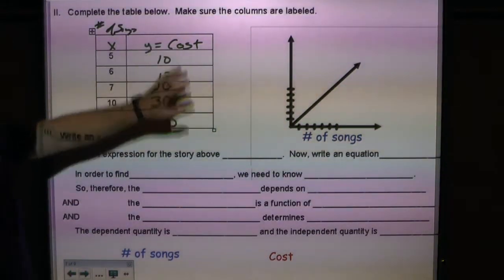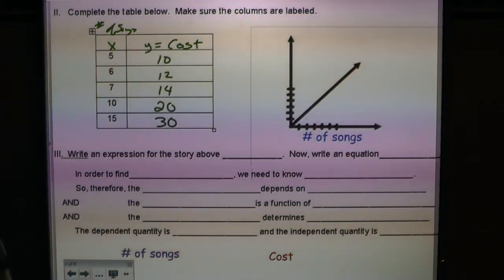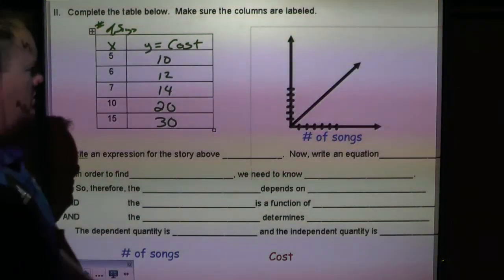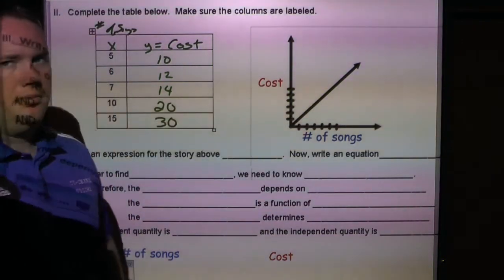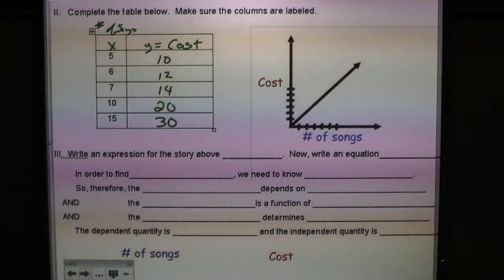Your y coordinate, your dependent variable, is the cost. So the cost, the dependent variable, will always be your y-axis, your vertical axis. That's very important to remember. You're going to see a lot of questions on that. The independent is your x-axis, the dependent is the y-axis.